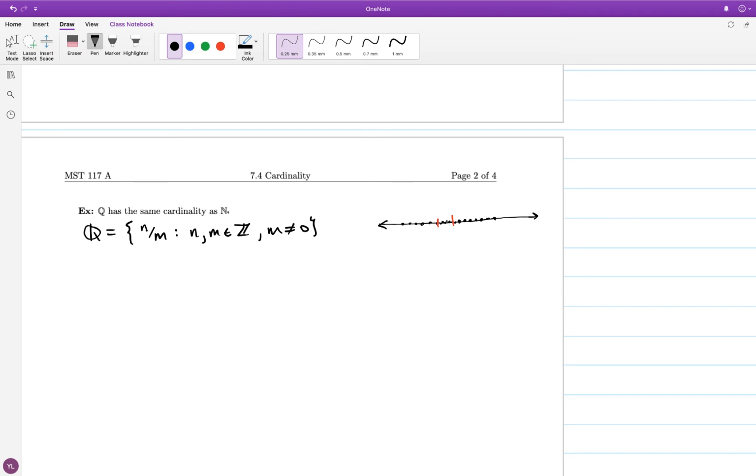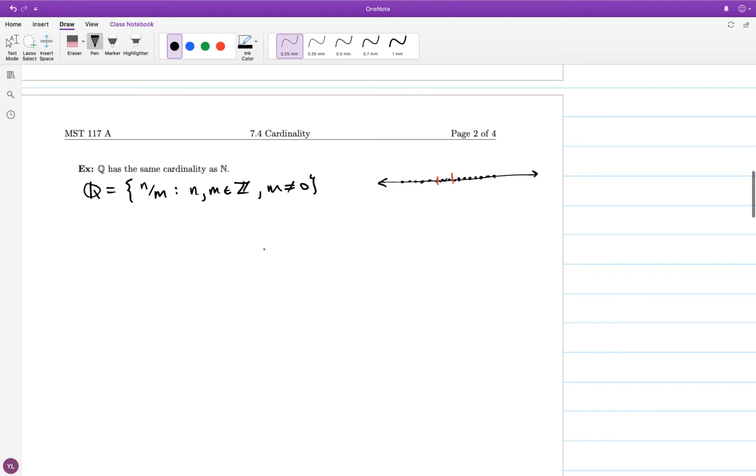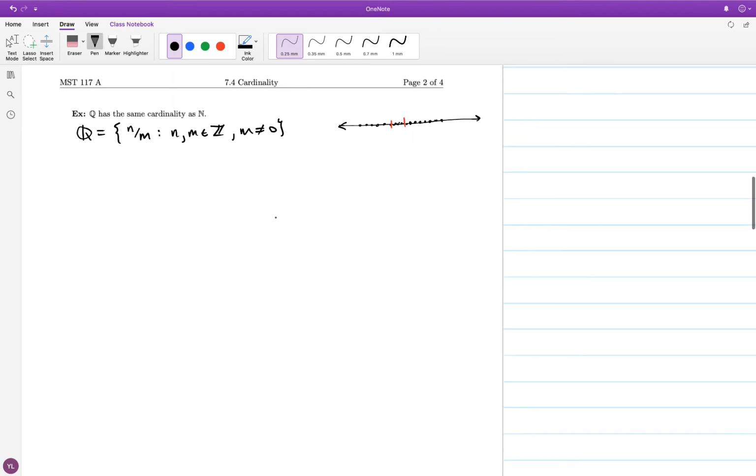It's kind of hard to believe that there is a bijection from the rational numbers to the natural numbers. Getting that formulaically is a giant pain, but I'm going to use the Schroeder-Bernstein theorem together with just a picture to argue that this is the case. So first off, I know that there's a one-to-one map from N into Q.